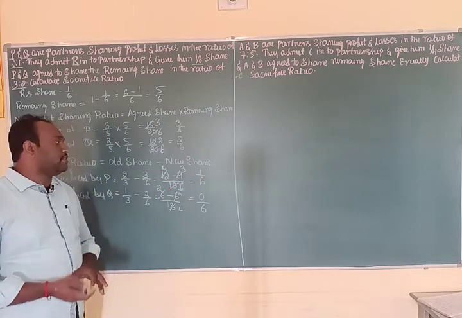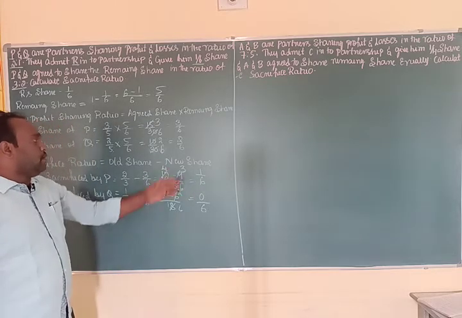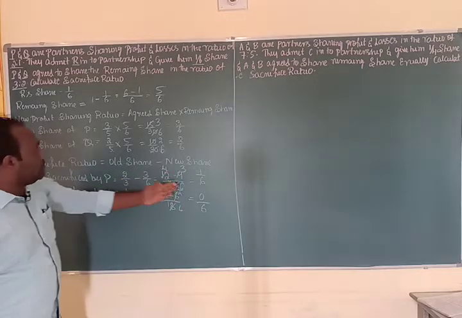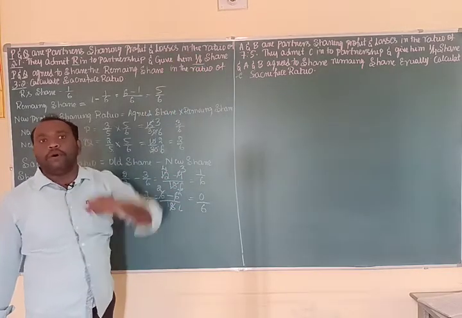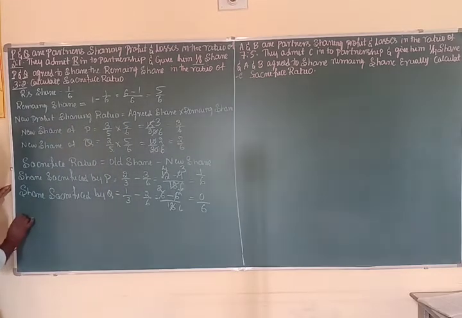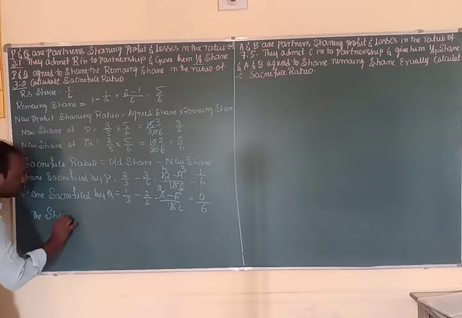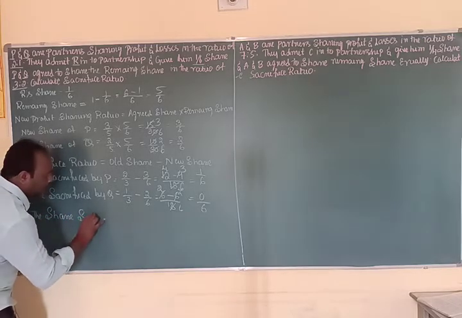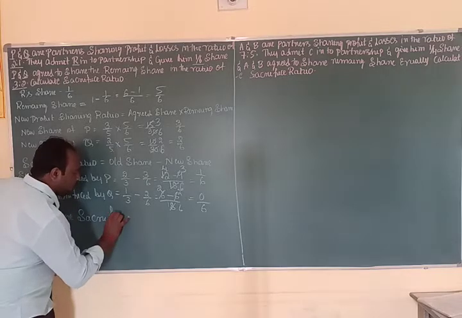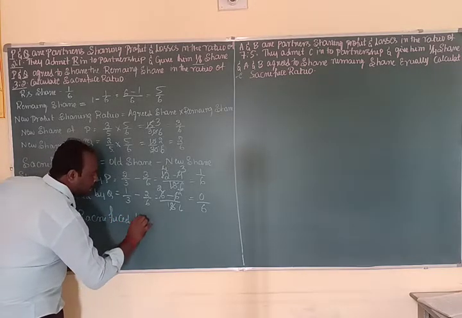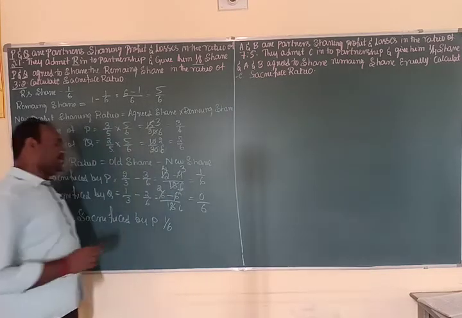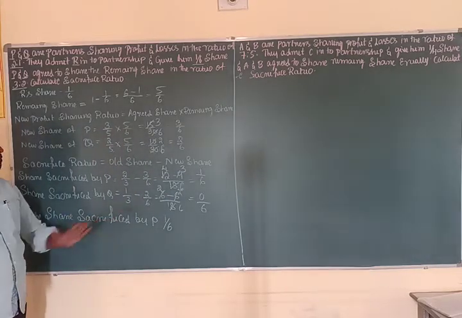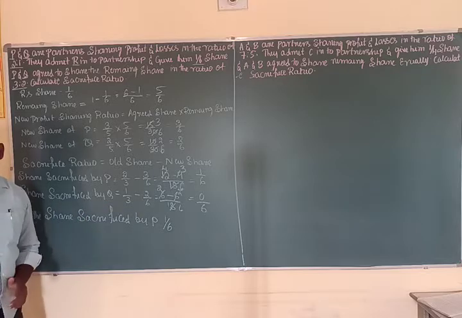The old share is sacrificed by P only, like 1 by 6. Look, here they should be having the new share of the new partner, 1 by 6. Therefore, the share sacrificed by P is 1 by 6. Only P will sacrifice the share, 1 by 6.